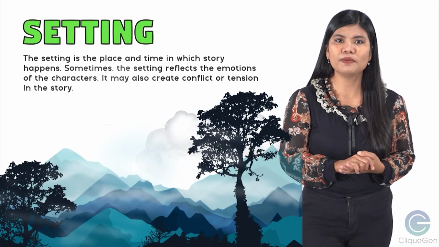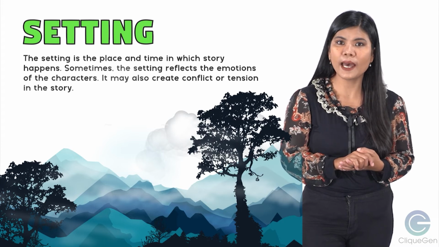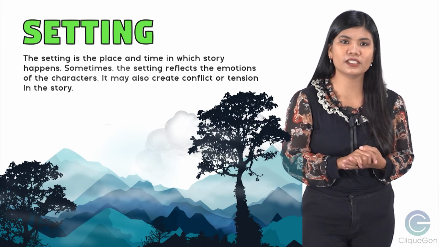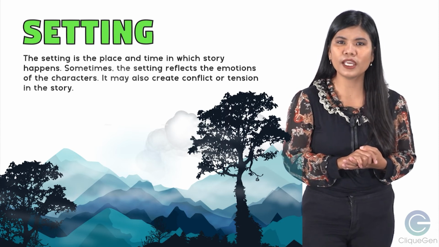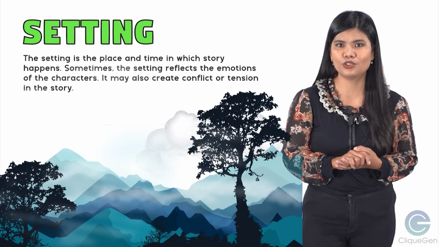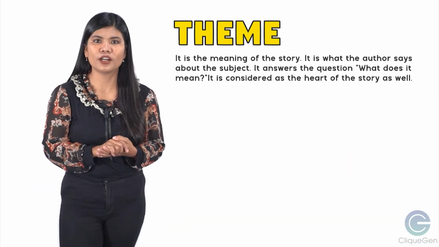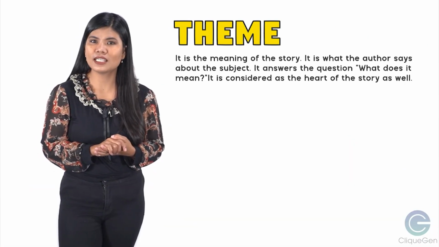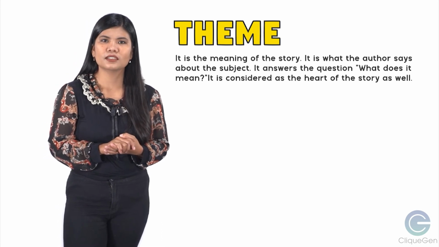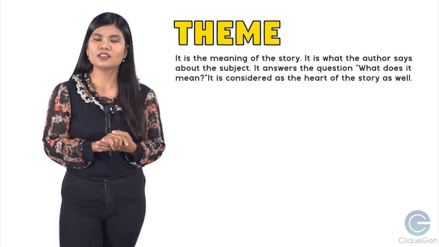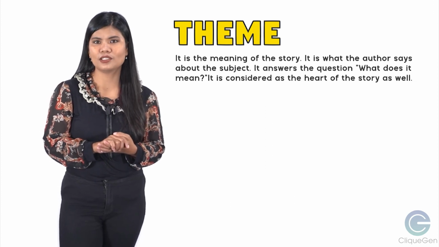The setting is the place and time in which the story happens. Sometimes the setting affects the emotions of the characters. It may also create conflict or tension in the story. While the theme is the meaning of the story, it is what the author says about the subject. It answers the question, what does it mean? It is considered the heart of the story as well.